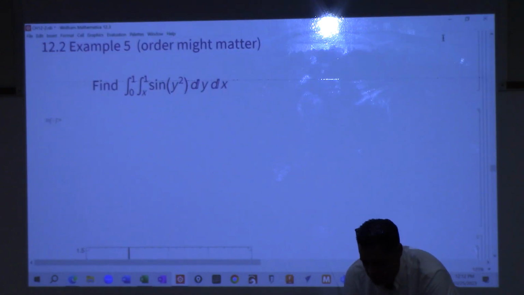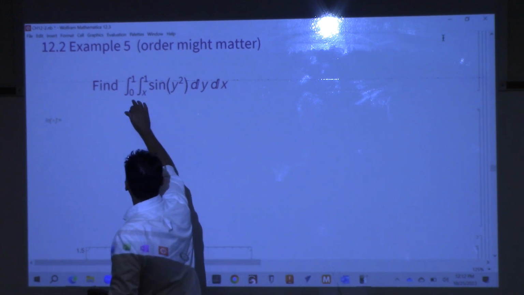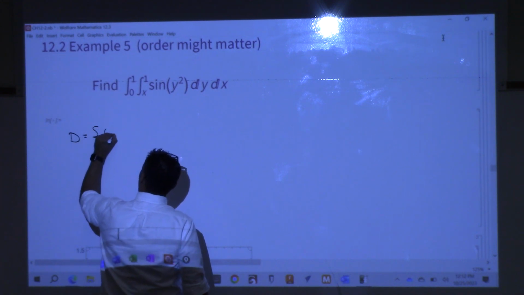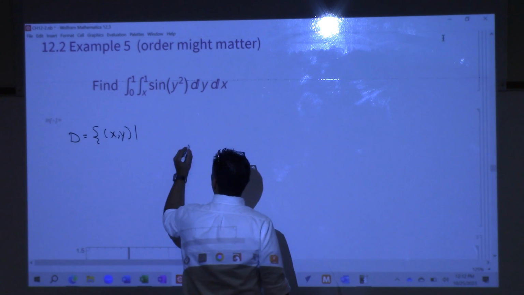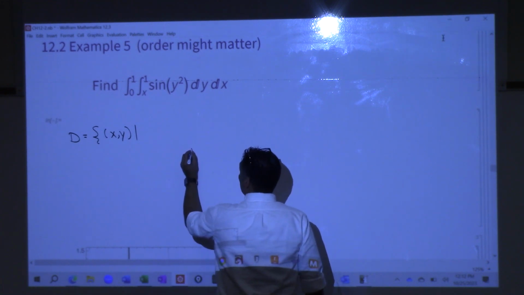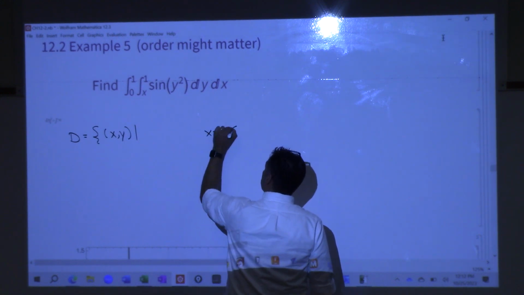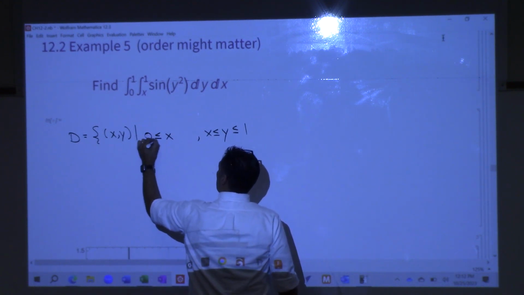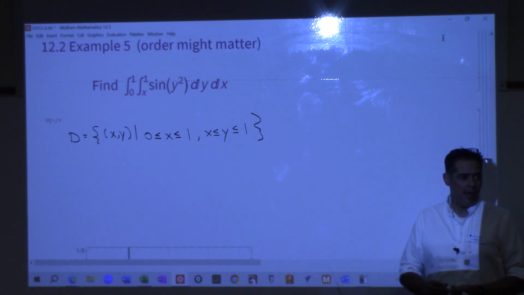So what we're going to do is take a look at the region. Let's look at what we have for the domain. The domain is the set of points x and y such that, can you tell me the restrictions? y is greater than or equal to x, less than or equal to 1. What about x? Between 0 and 1, right? Do y'all agree with that? That's our domain.